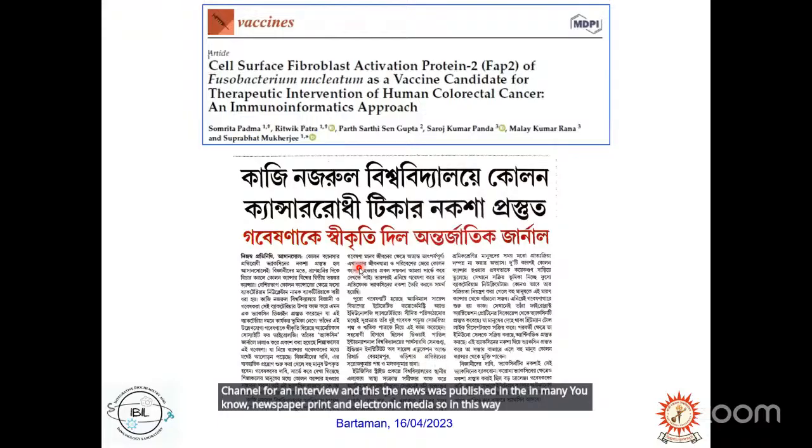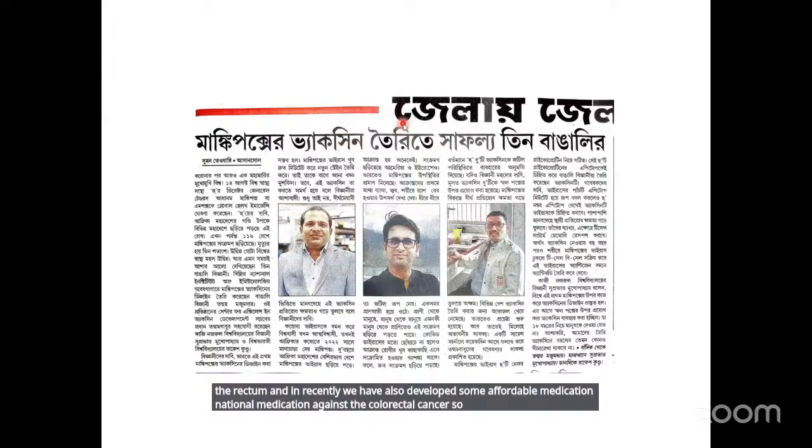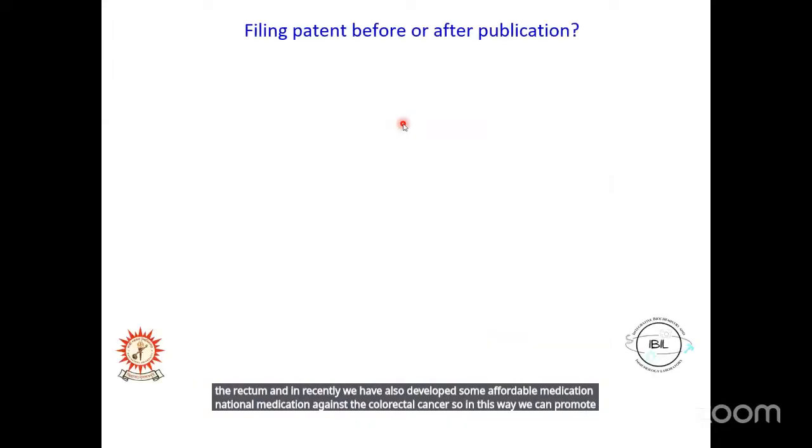And recently we also designed a vaccine that can give us protection from bacteria-induced colorectal cancer, because Fusobacterium nucleatum is a particular gram-negative bacterium that is responsible for cancer of the rectum. And recently we have also developed some affordable, natural medication against colorectal cancer. So in this way we can promote our work.